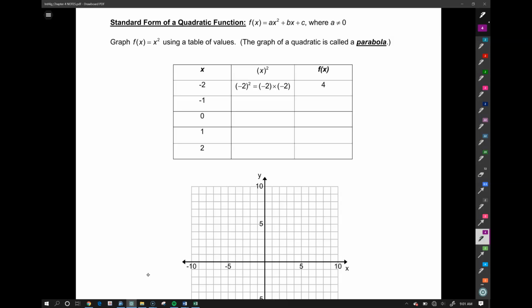All right, so let's graph x squared using a table of values. The graph of a quadratic is called a parabola. This is not the first time we saw x squared. Remember in chapter 2 when we talked about transformations? We did that whole thing on our calculator where we graphed different functions and we saw them move and translate. We did x squared. Well, now we are going to work with x squared. We already did lines and we did absolute value, the v's. Now we're going to do the u's, which are the parabolas.